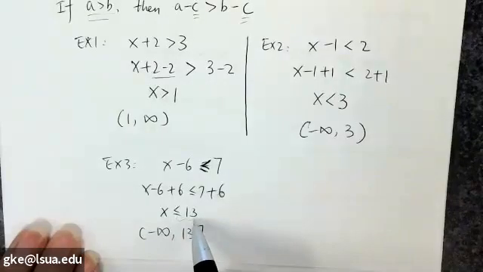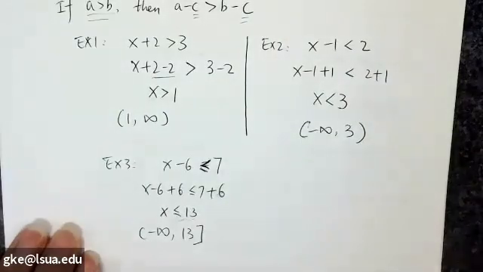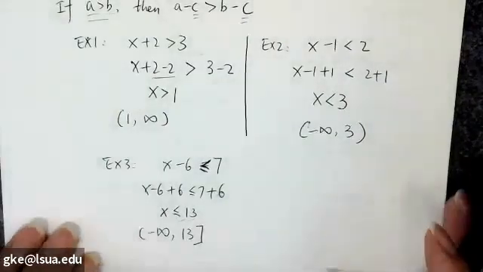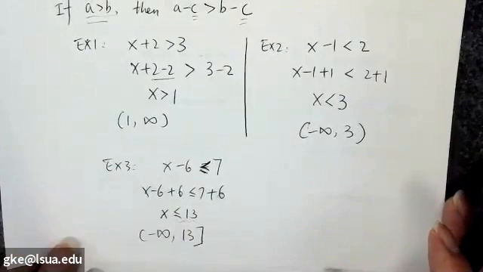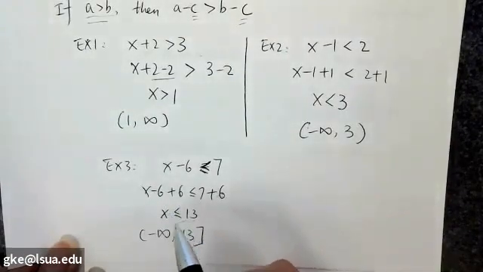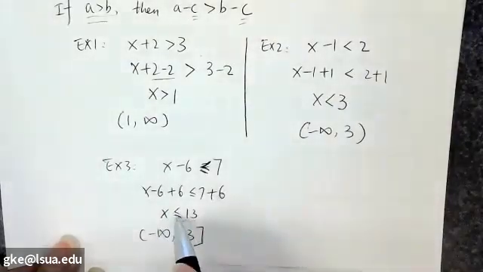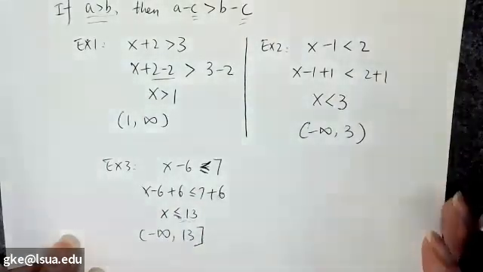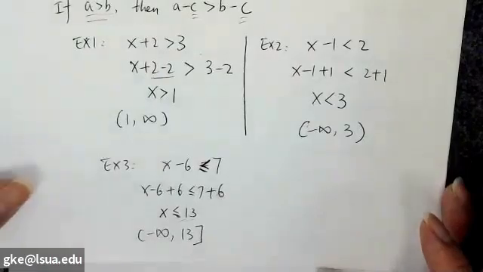Okay. So the square bracket means that number is included, correct? Yeah, it is included because here we have equal to. Square bracket means it's included. This number is included because we have equal to. Is that clear for you? Yes, sir. Thank you.